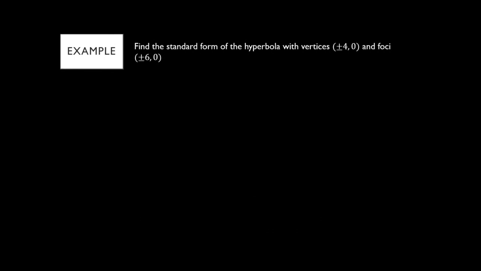We're going to go through several examples of how you find the equation for a hyperbola given various information, and then I've got a couple of word problems at the end to demonstrate this. Our first problem: find the standard form of the hyperbola with vertices plus or minus 4, 0 and foci plus or minus 6, 0. I always start by drawing a picture, and I recommend you draw a picture for all of the homework problems so that you can make sure you have everything labeled properly.